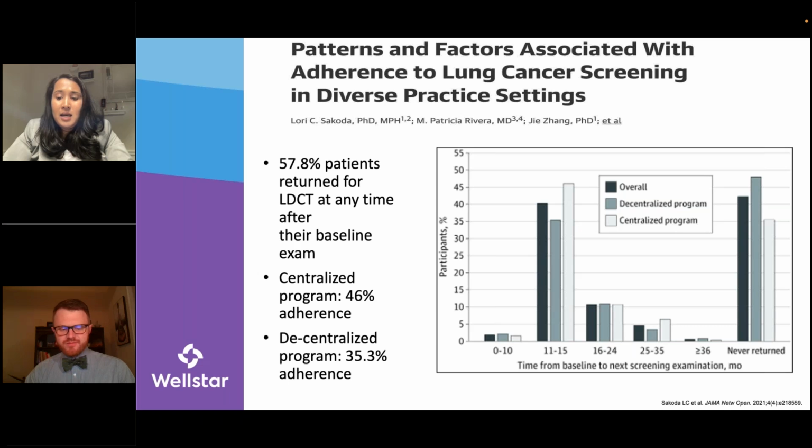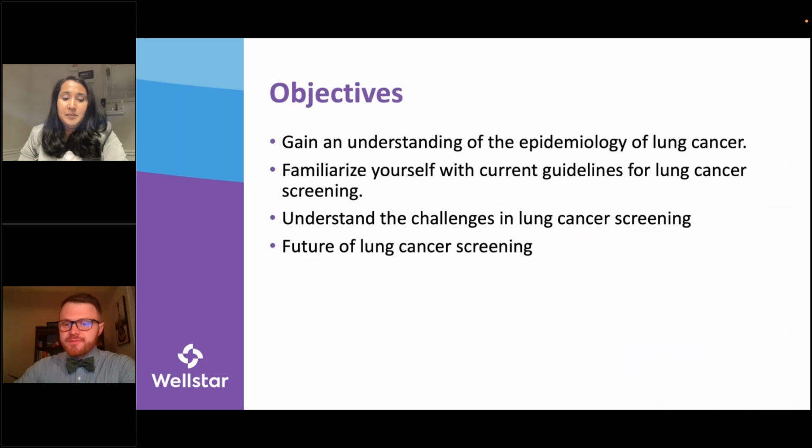So in this study in 2021, they actually looked to see the impact of centralized versus decentralized program when it came to patient adherence. And they noticed that in centralized program, about 46% adherence rate versus a decentralized program, where it was about a 35% adherence rate.